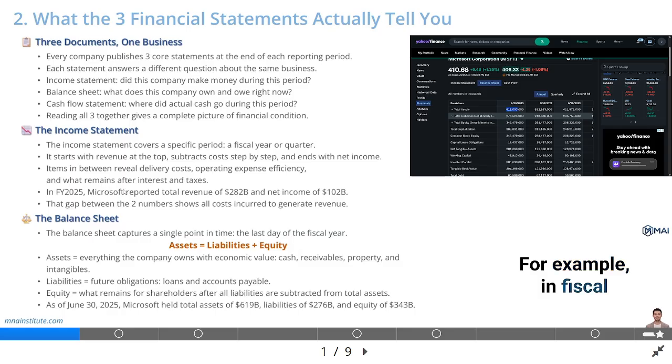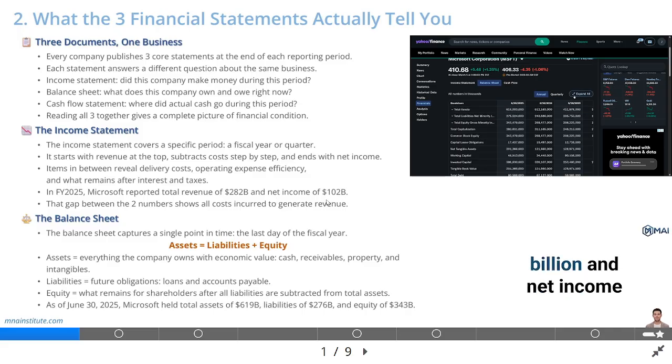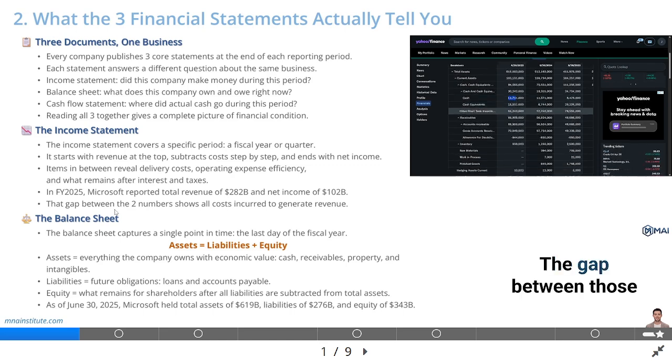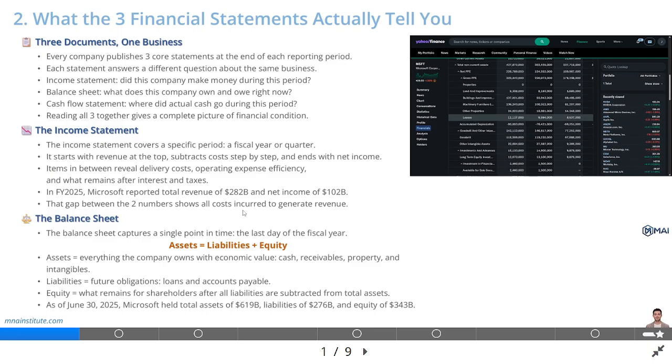For example, in fiscal year 2025, Microsoft reported total revenue of $282 billion and net income of $102 billion. The gap between those two numbers shows all the costs the business incurred to generate that revenue.